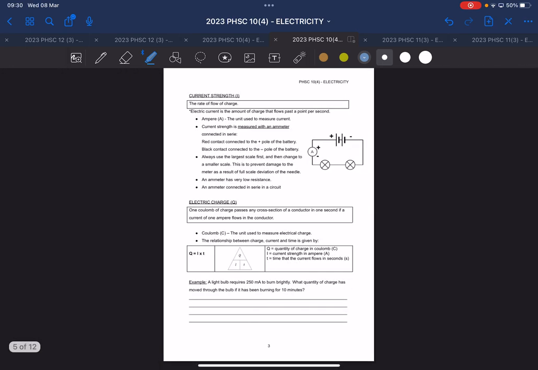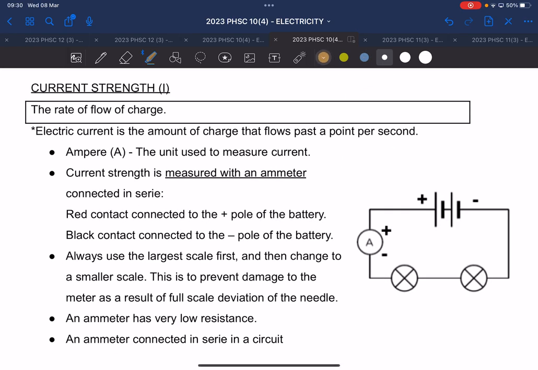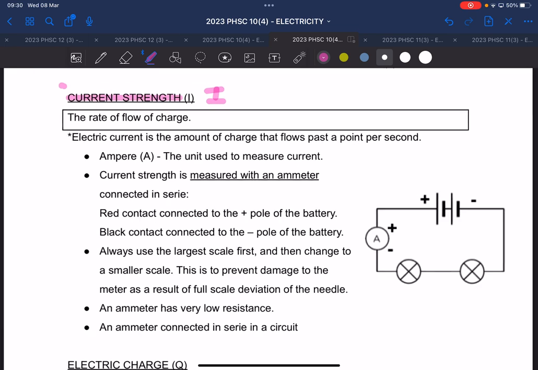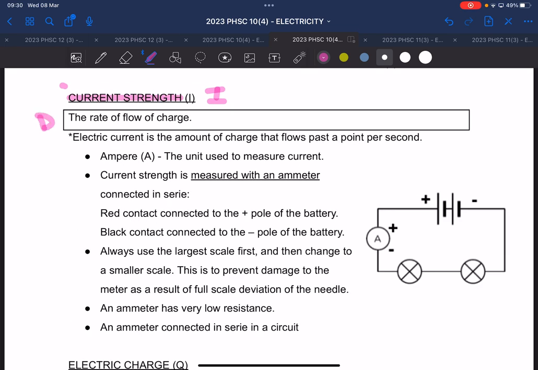All right. Then we're going to go to current strength. Current. I told you the first few pages is a lot of theory. It's a bit boring. We're going to get to the calculations. That's nice. Okay. Current strength. Current. The symbol for that is a capital I. And the definition is the rate of flow of charge.